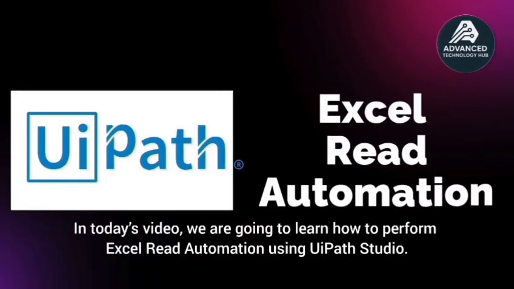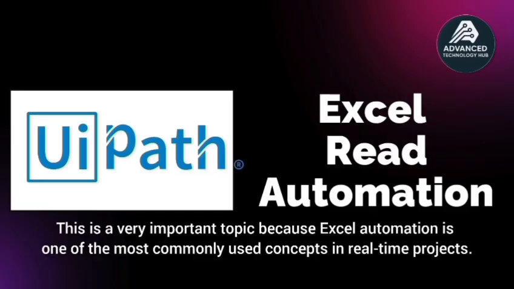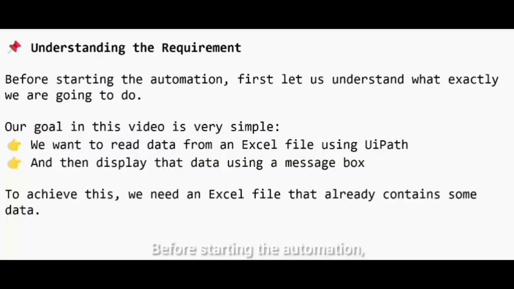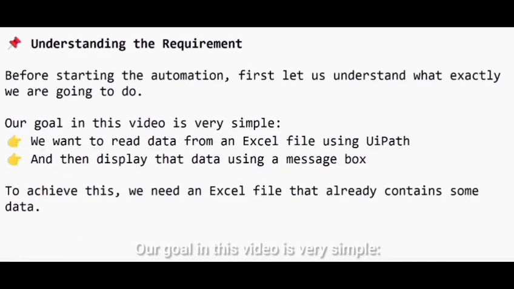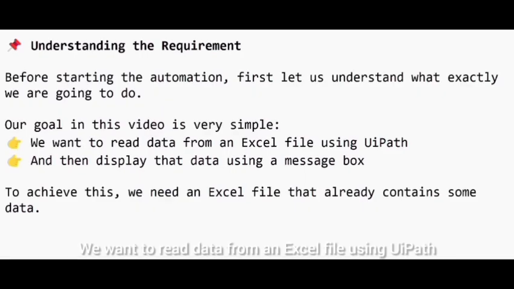In today's video, we are going to learn how to perform Excel read automation using UiPath Studio. This is a very important topic because Excel automation is one of the most commonly used concepts in real-time projects. Before starting the automation, first let us understand what exactly we are going to do. Our goal in this video is very simple. We want to read data from an Excel file using UiPath, and then display that data using a message box.